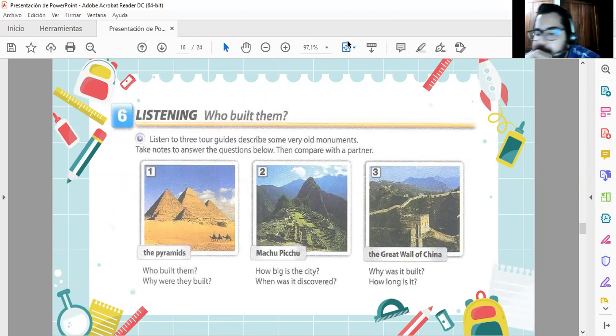Number 2. Machu Picchu. How big is the city? When was it discovered?